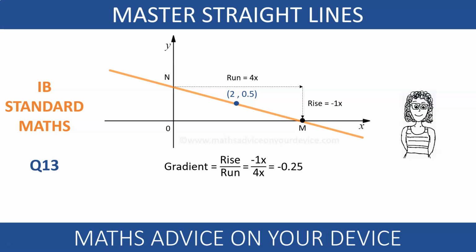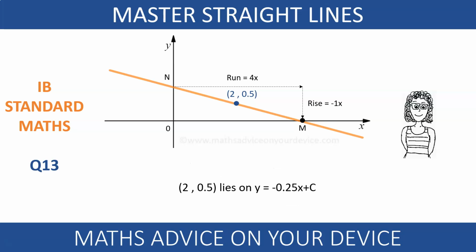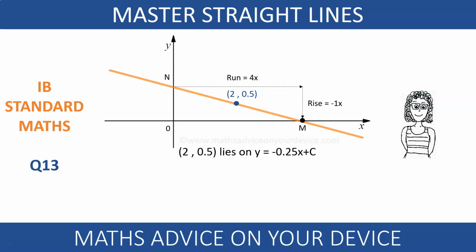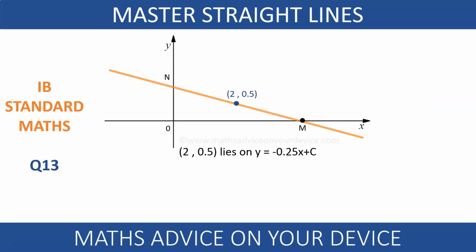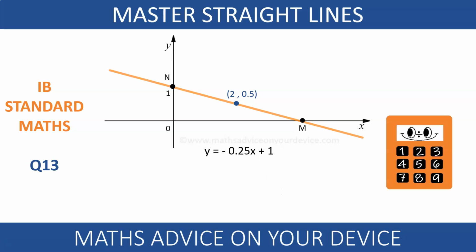The line with gradient minus 0.25 passes through the point (2, 0.5). The point lies on y equals minus 0.25x plus c, so it follows the equation of the line. Replacing x with 2 and y with 0.5, we obtain the value of c, the y-intercept of our line. The equation is y equals minus 0.25x plus 1.